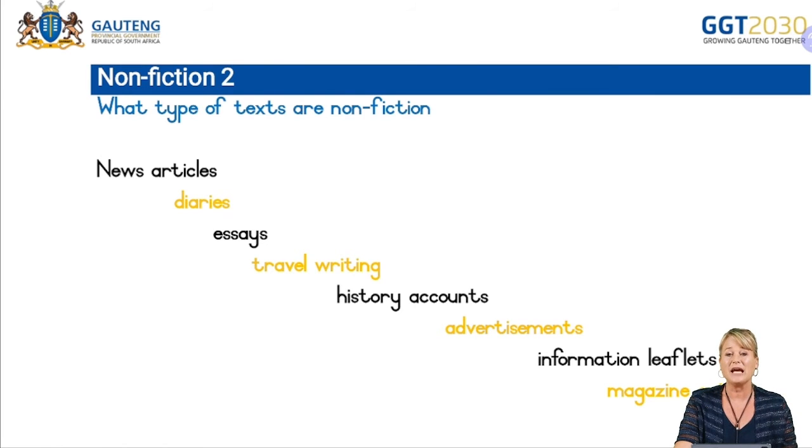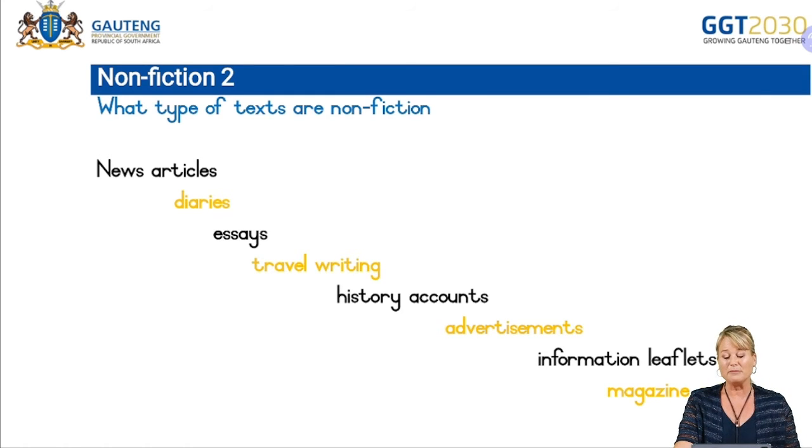Then we get advertisements. We say adverts for short, but the long word is advertisements. And that is to make us buy a certain product. We need to know what's out there in the shops, and the people who are selling it to us want to promote it to us with adverts or advertisements.